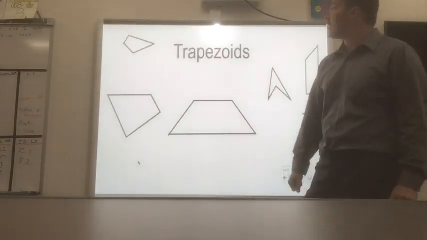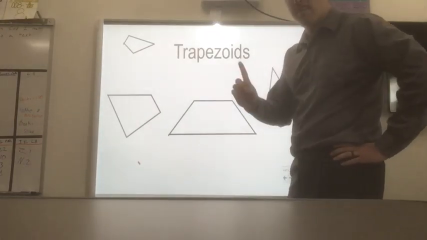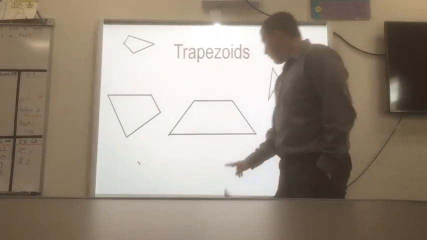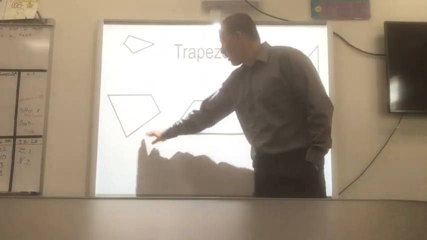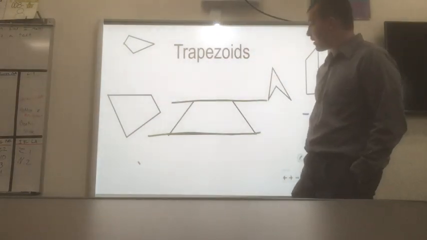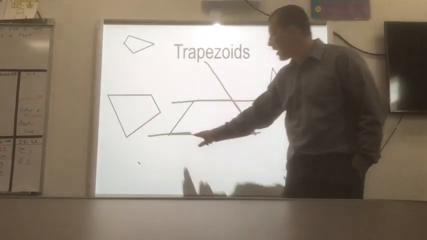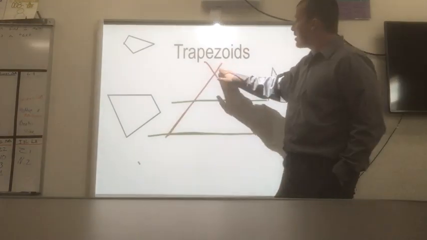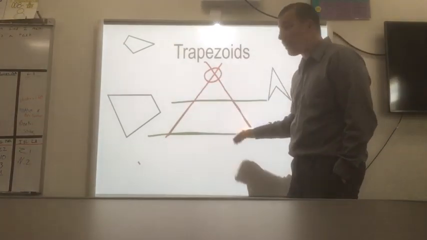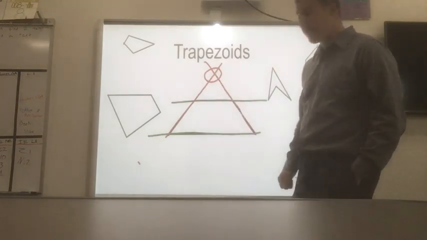All right, next one, trapezoids. Trapezoids have one set of parallel lines. So we'll take this big one in the middle here. If we go here, the bottom and the top will never run into each other. Those are parallel lines. But these two side ones, if we extend them a little bit past the shape, they will intersect right there. So it has one set of parallel lines, one set of intersecting lines, that would be a trapezoid.